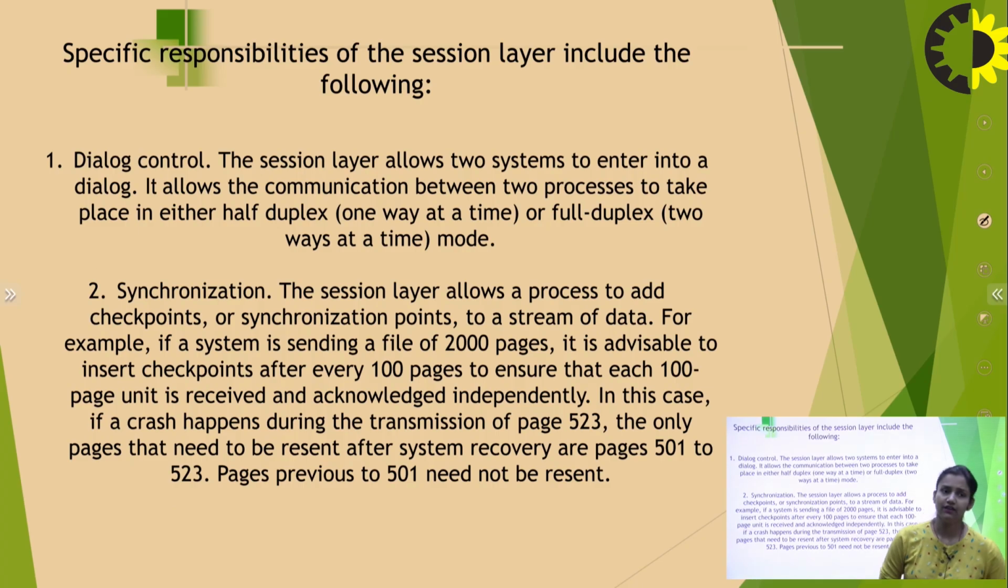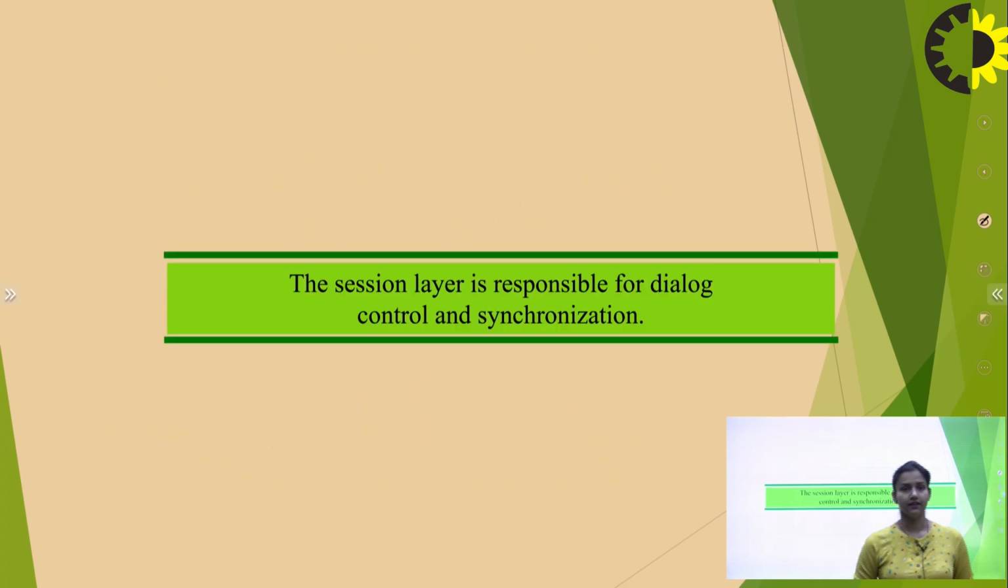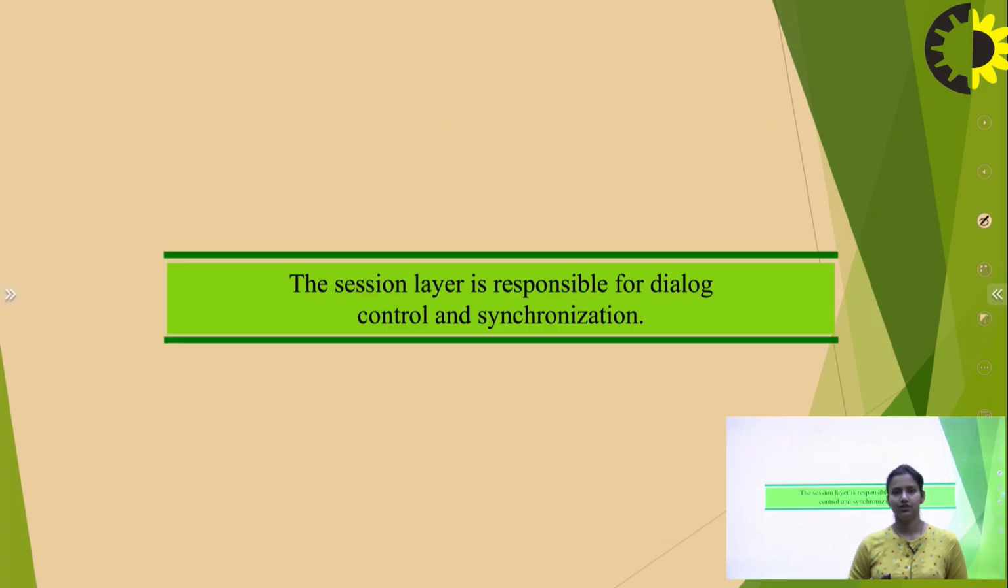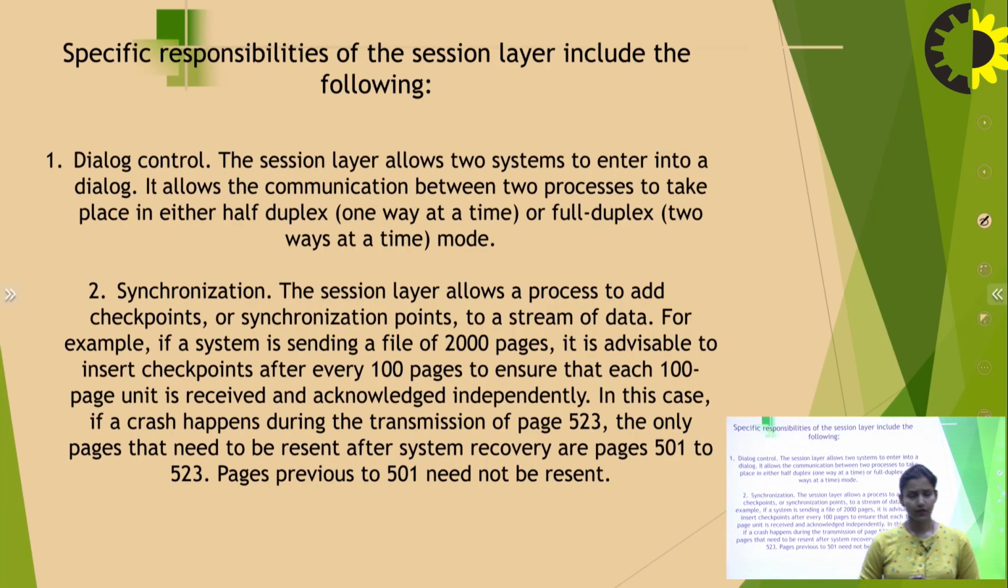Then we have synchronization. As you can see in this diagram, this SYN is some synchronization. We add synchronization bits to the session layer. In this session layer, if we are sending 2000 pages, we add checkpoints, say after every 100 pages, to ensure that each 100-page unit is received and acknowledged by the receiver end.